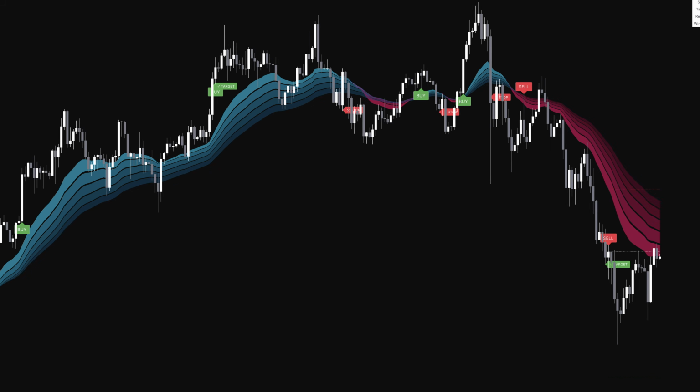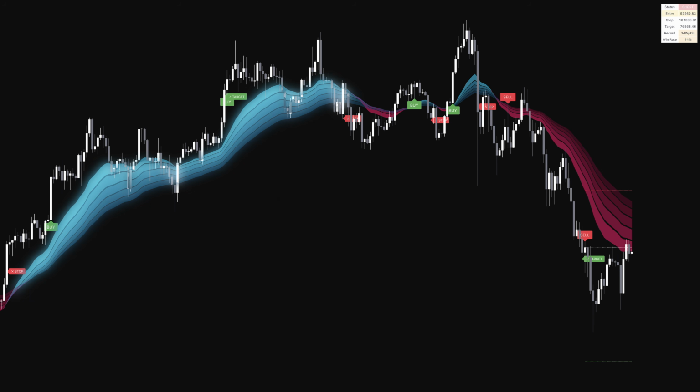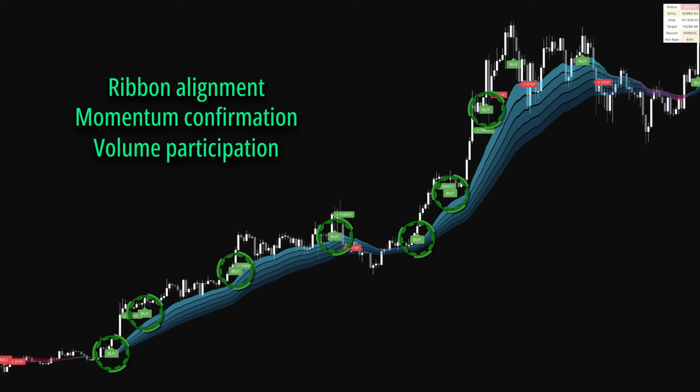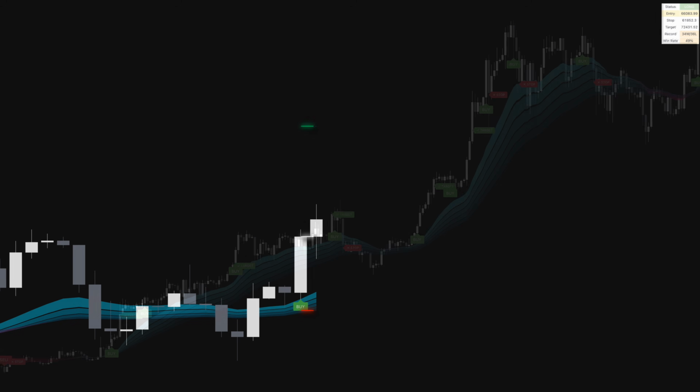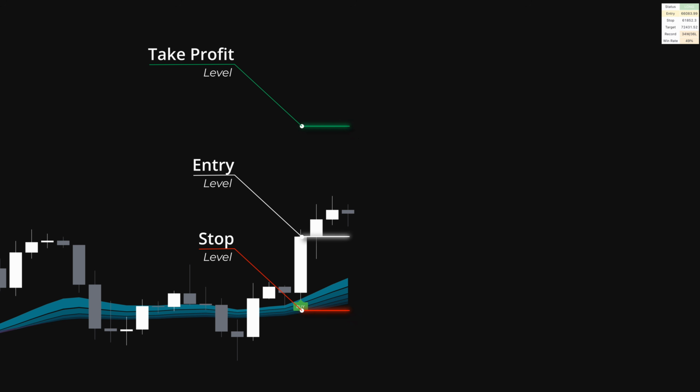If you've used Lite, you know the basics. 5-layer ribbon system with 10 EMAs creating gradient clouds. Blue-teal means bullish. Red-pink means bearish. Signals require ribbon alignment, momentum confirmation, and volume participation. Every signal comes with automatic stop-loss based on ATR and take profit based on your chosen risk-reward ratio.